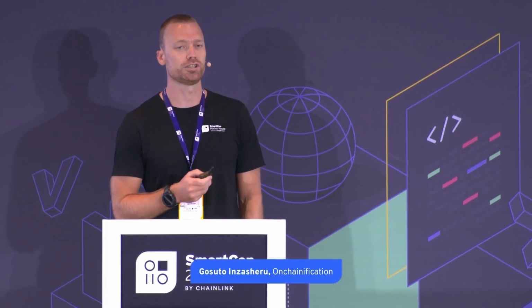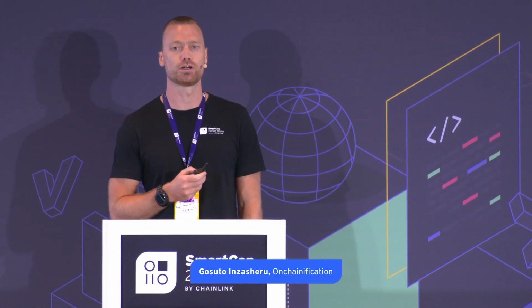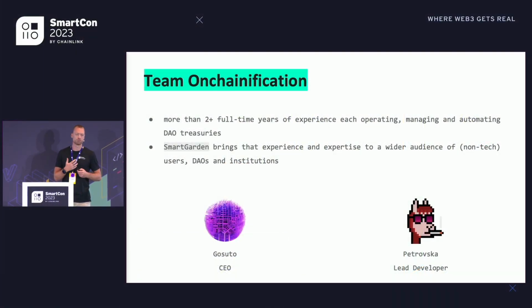We're at Chainification, me, Gosuto, together with Petrovska, and for the last 2 years, we've been helping DAOs automate their treasury and work on operations for treasuries of DAOs. And we saw a lot of opportunity there to streamline this process, make it more efficient, and automate parts of it. SmartGarden is basically a product or tool that brings that to more people and other DAOs as well, without us constantly needing to be involved.